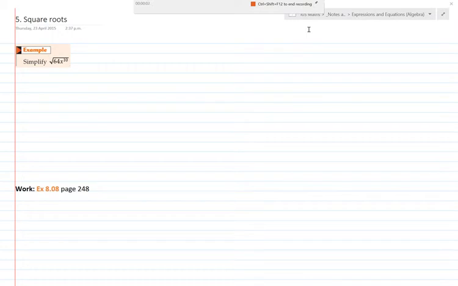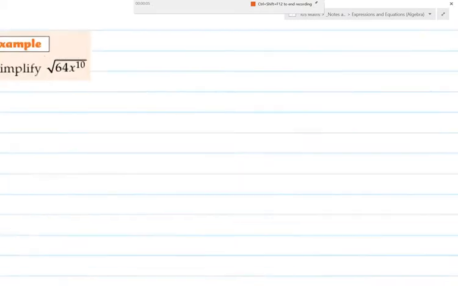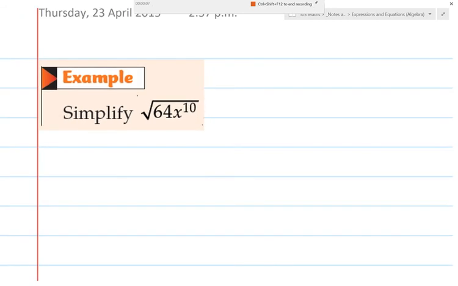Hi there, Year 10s. We're going to quickly look at square roots in algebra. I've got a question here asking us to simplify the square root of 64x to the power of 10. It looks a bit ominous, but actually it's not too bad.